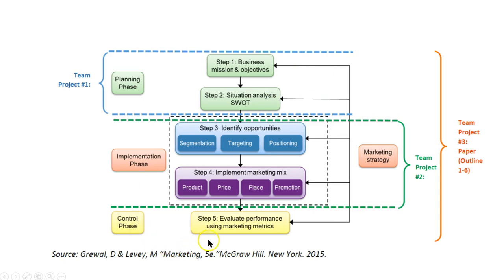The last stage is called the control phase, where you will articulate certain performance metrics, so that you can examine the degree to which your marketing strategy has been successful. And that will be stage 3. And in stage 3, you'll put everything together. Let me go ahead and illustrate that in another way.